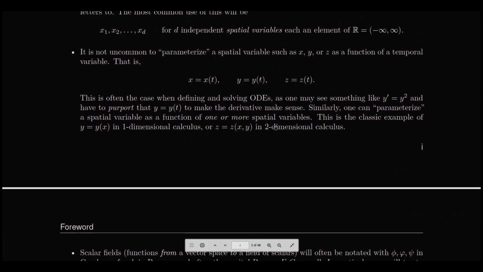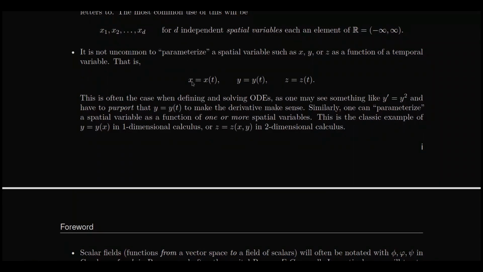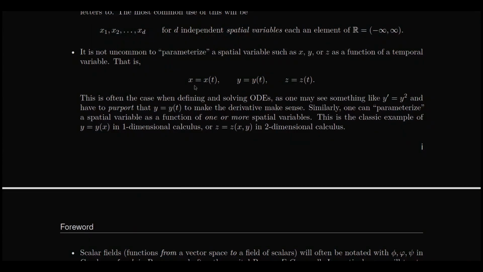It's also not uncommon for us to parameterize a spatial variable using a temporal variable. This would be the situation where we say x is a function of t, y is a function of t, or z is a function of t. So they really are still spatial variables, but they've now been parameterized by time. If you have a point moving through space, the point is a spatial variable, but it moves through space over time. So the specific entry in the spatial variable changes over time.